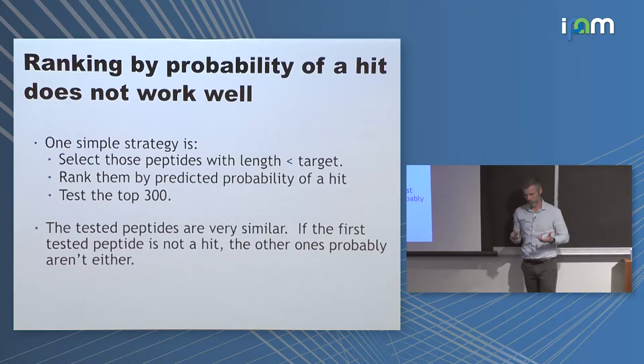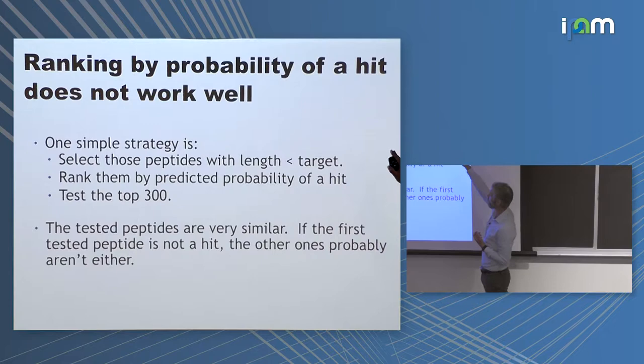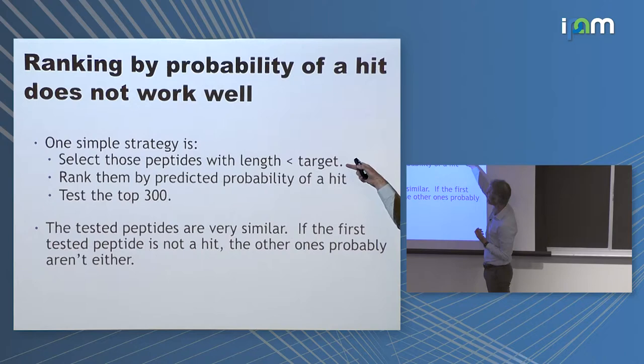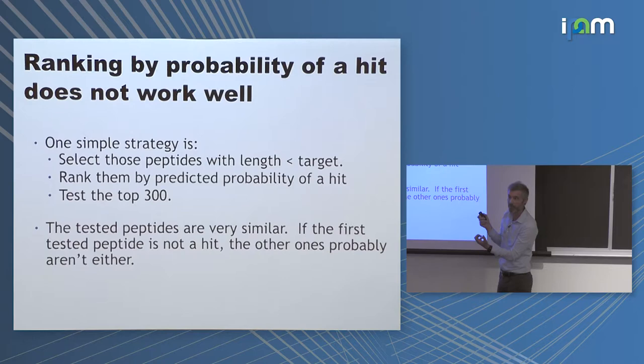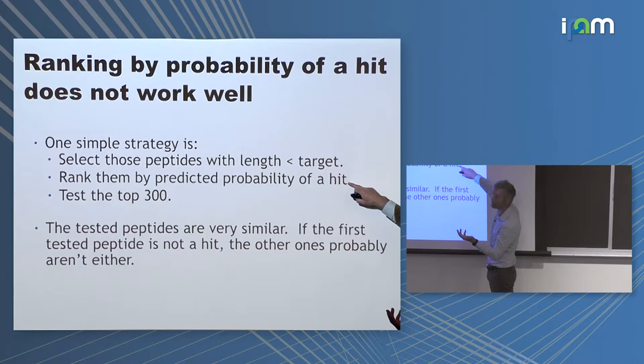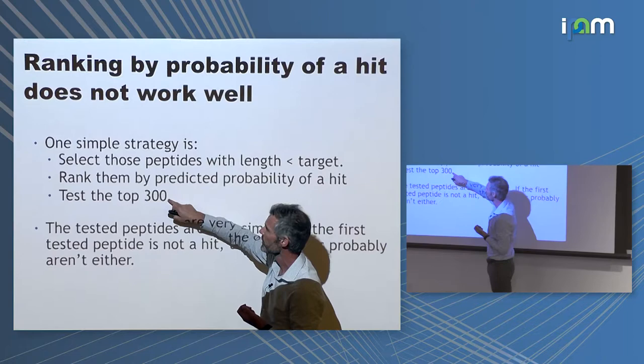I ragged before on ranking by probability of a hit. Let me continue to articulate that this is bad. So what is ranking by probability of a hit? You first, in silico, select those peptides that have a length less than some target. Through phage display, which is another experimental technique, an 11-mer was discovered that was not orthogonal, but that was a substrate for SFP and ACPS. So maybe your goal is to find a peptide shorter than 11 amino acids that is active. So you'd select those peptides with a length shorter than 11, then rank them by predicted probability of a hit according to this naive Bayes model, or if you want to plug in something more sophisticated, go ahead and do that. And then test, say, the top 500, top 300 in a run of your assay.